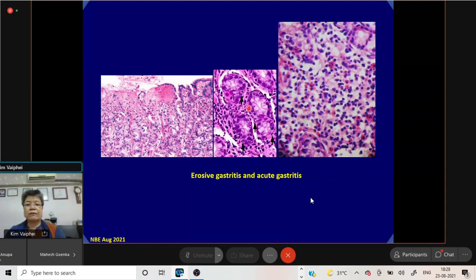And then in the next two, one sees a lot of neutrophils infiltrating into the glands, but apart from that, there's not much fibrosis or other changes. So these can be labeled as acute gastritis. Acute gastritis could be infective or non-infective, and the etiology can be of various types.